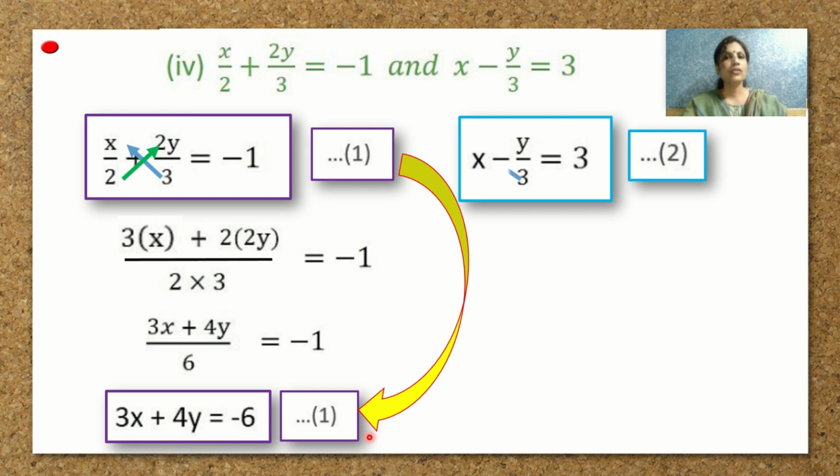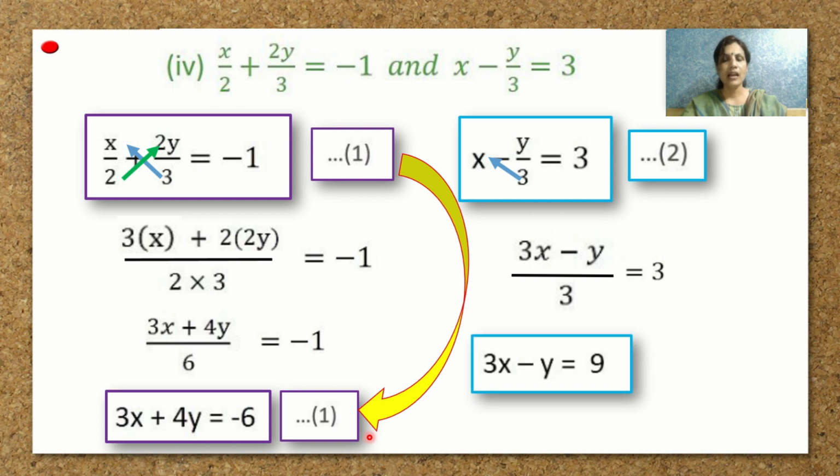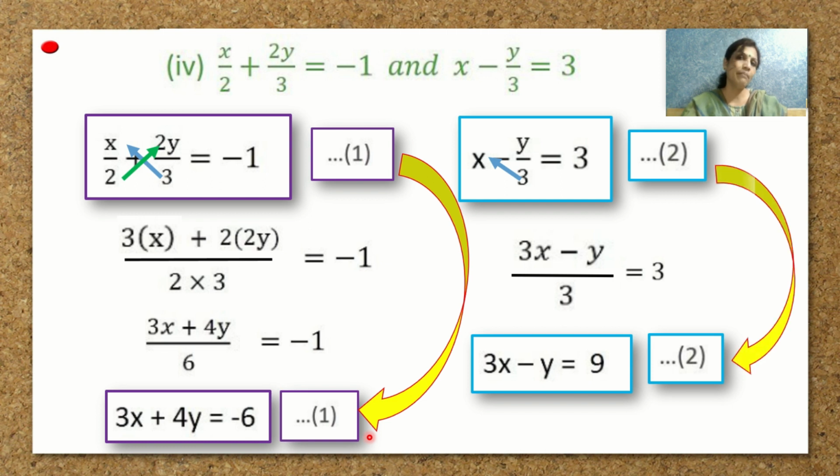So we'll get 3 into x minus y upon 3 is equal to 3. Alright, so we get 3x minus y is equal to 9. And so we have changed equation 2 into a completely new equation, that is 3x minus y is equal to 9, and this is our new equation number 2. Now it's easy, both the equations we can solve by the elimination method.